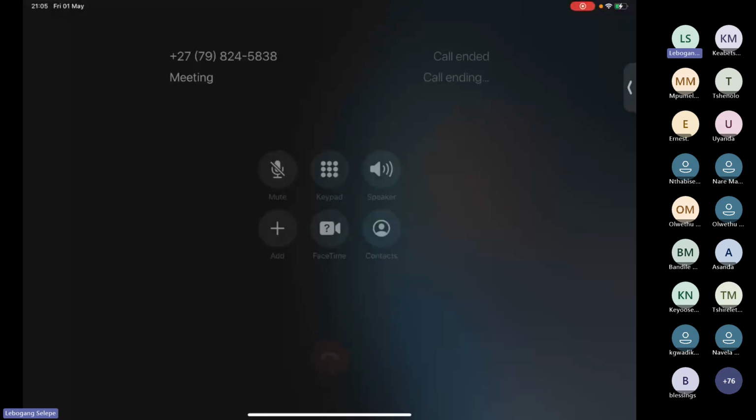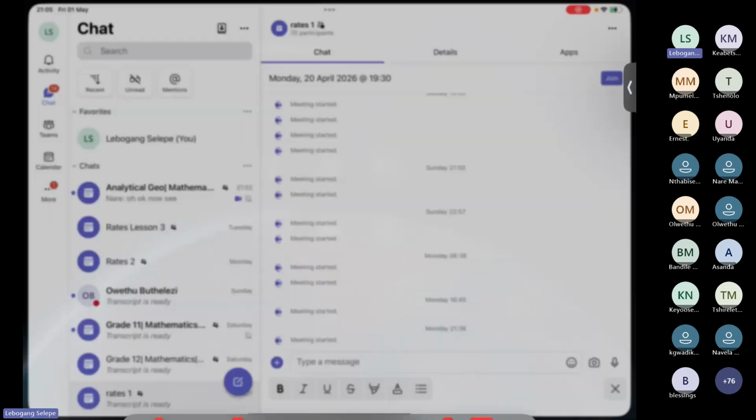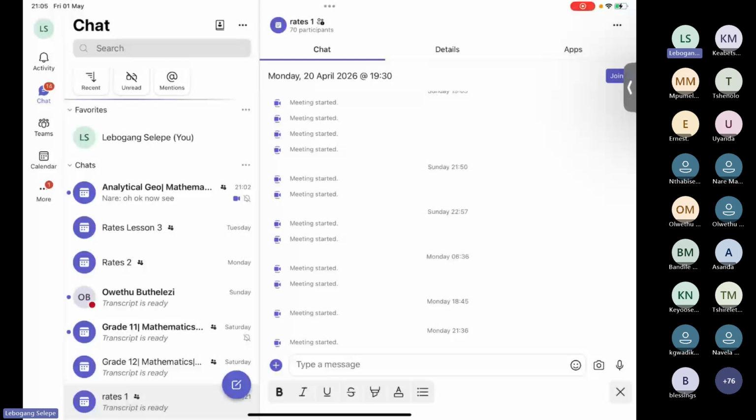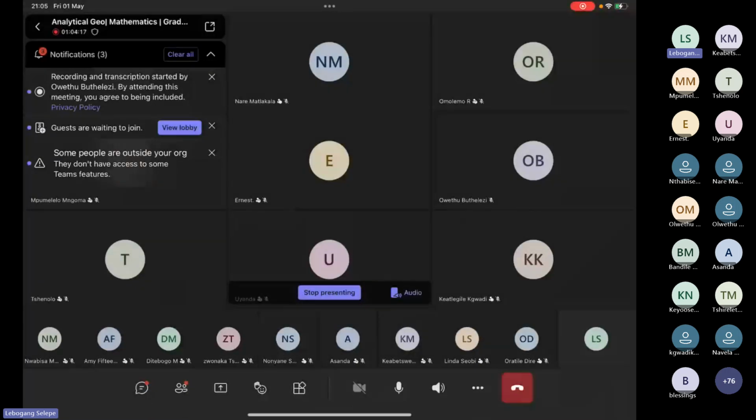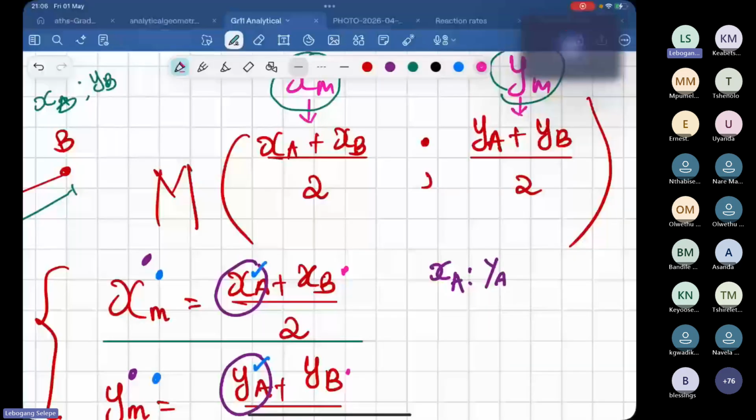Can you guys still see my screen? Right.